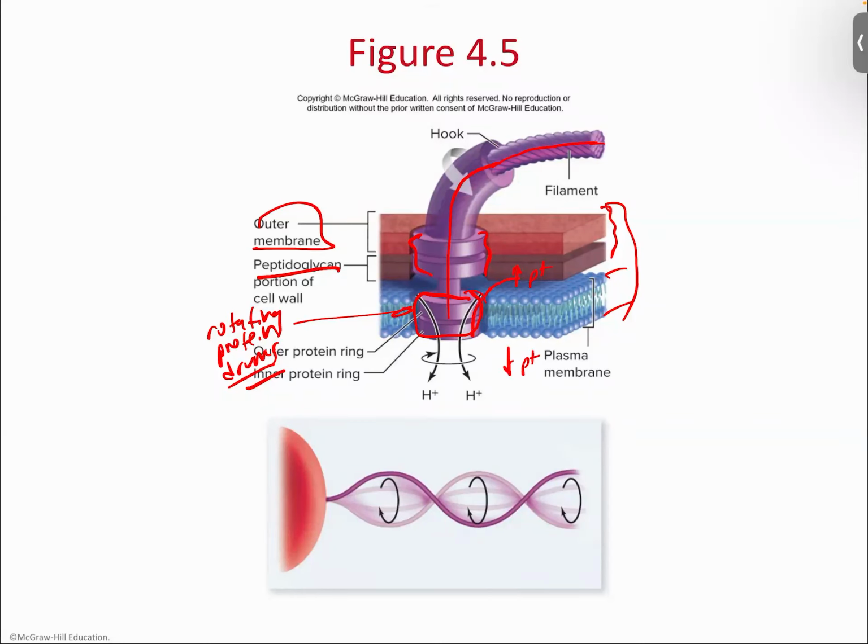And as it does so, it's going to release energy. And the energy release is going to be enough to rotate that little shaft. And as it rotates, it's going to spin the hook like this.